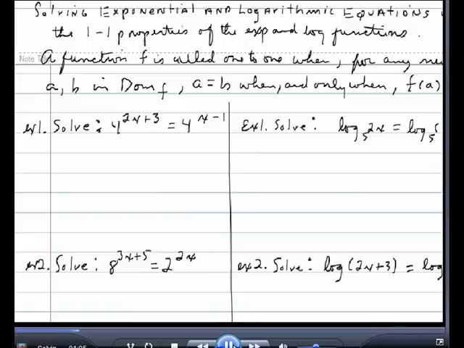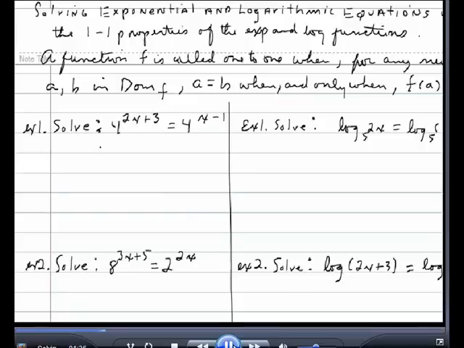Now, to see how to use this one-to-one property to solve exponential equations, let's look at example 1 on the left. It says 4 to the 2x plus 3 is equal to 4 to the x minus 1. So we have two exponential functions with the same base 4 equal to each other. And since f of a is equal to f of b, that means the a, the 2x plus 3, has to equal the b, x minus 1.